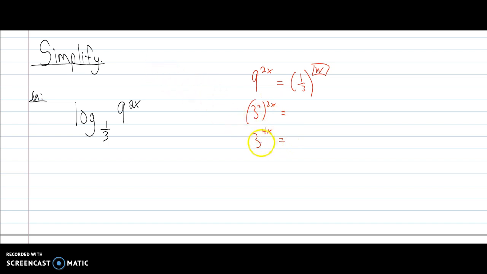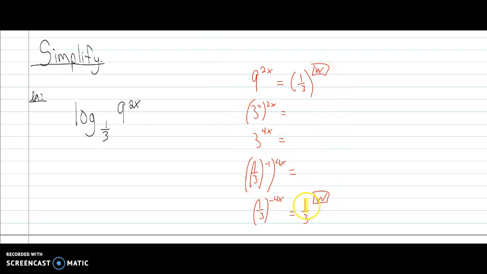And one more step in this one. 3 is 1/3 to the negative first, to the 4x. So I broke it all the way down, so now I have this base of 1/3. And then if we multiply those together, we get negative 4x. It's equal to the right side, which is 1/3 to the w. W is what I wanted.